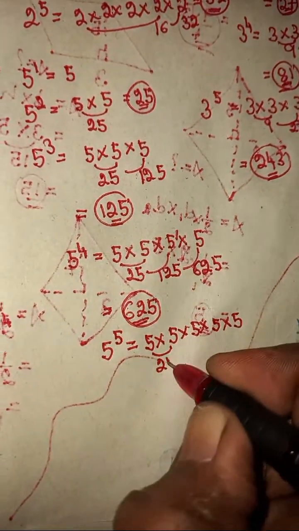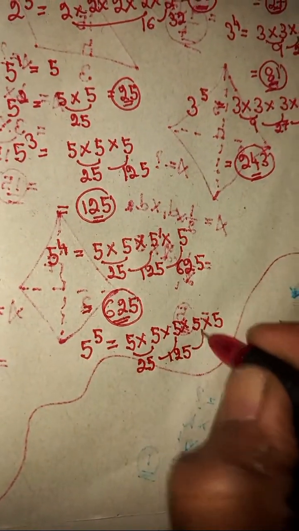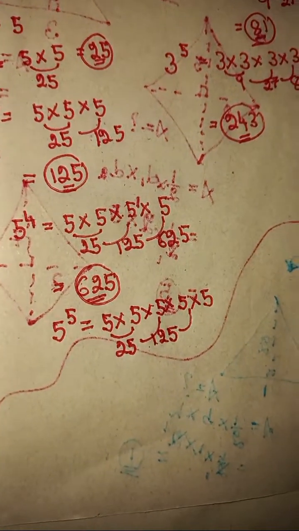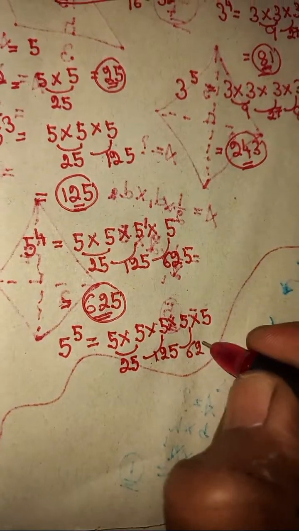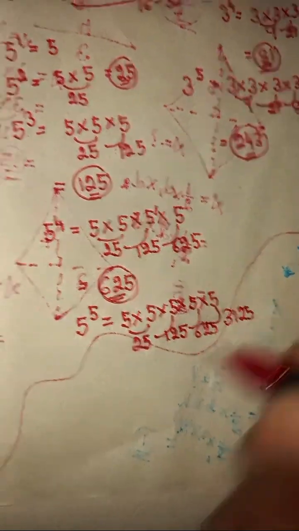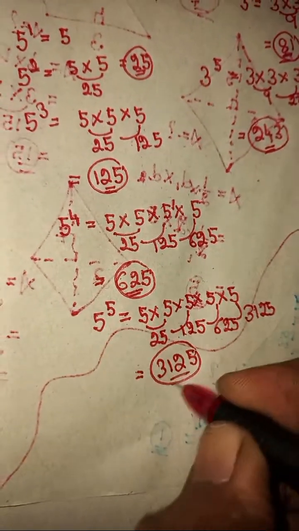5 times 5 is 25. 25 times 5 is 125. 125 times 5: 100 times 5 is 500, 25 times 5 is 125, so 625. 625 times 5 is 3125. This is completely equal to 3125.